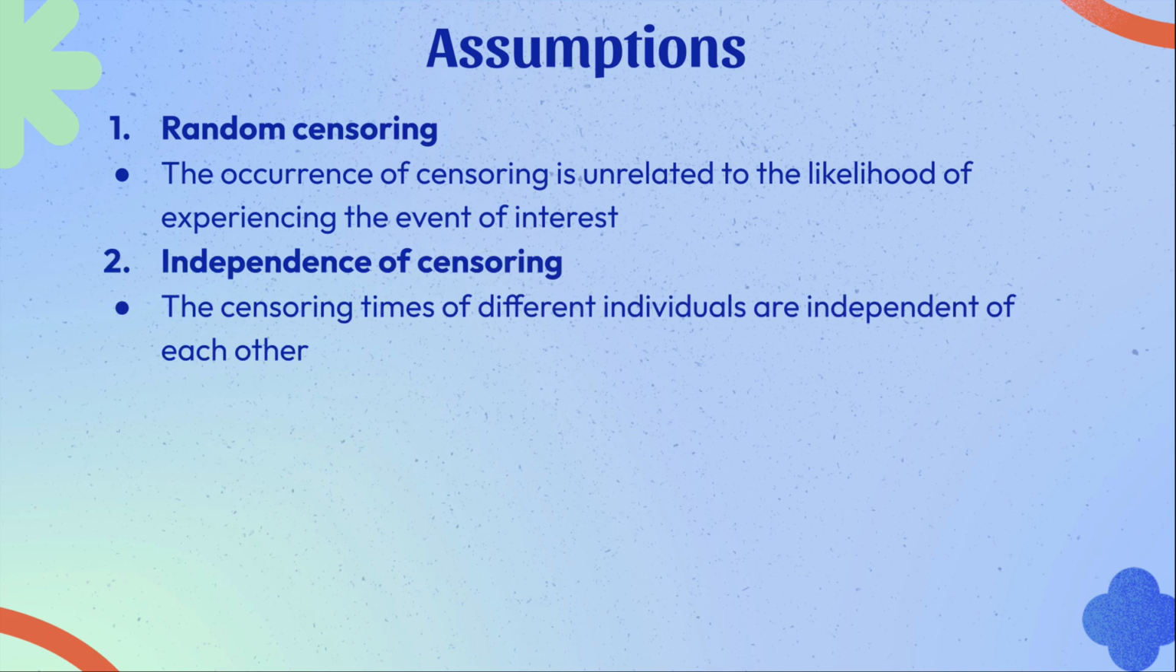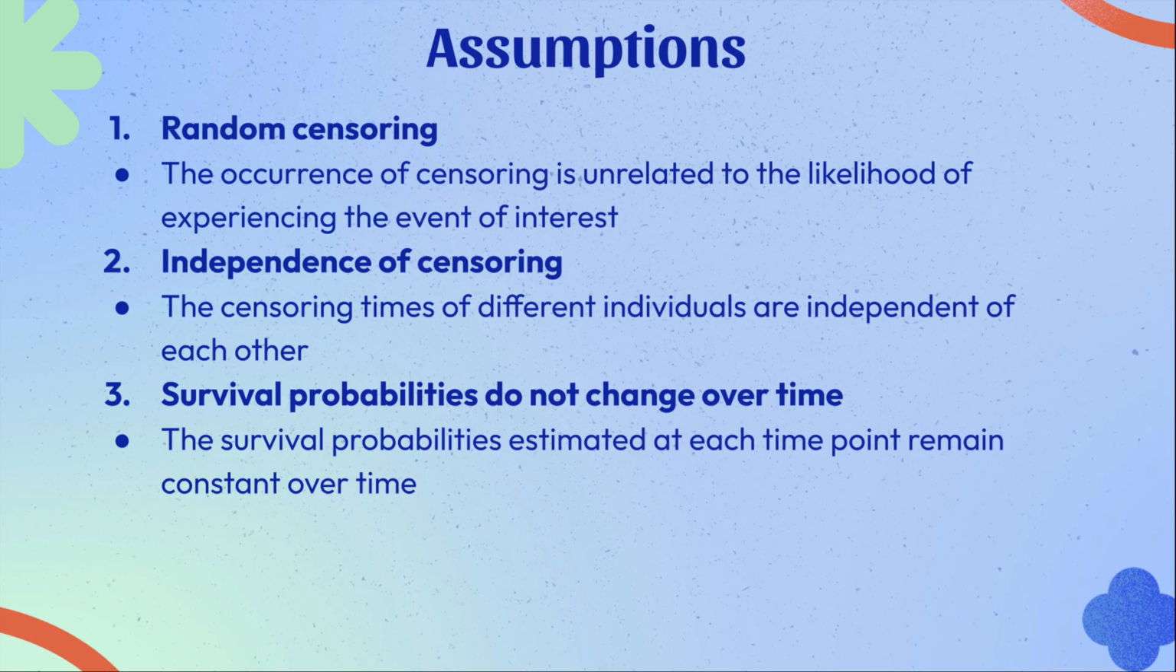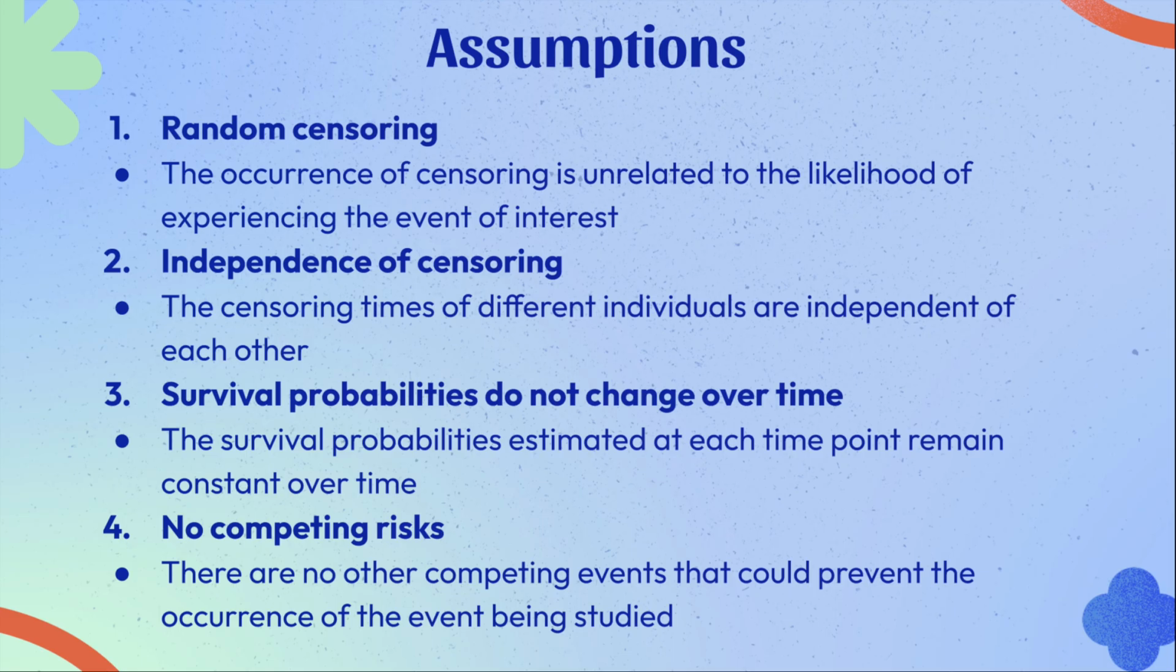Second, there must be independence of censoring. The occurrence or timing of censoring for one participant should not provide any information about the censoring times for other participants. Third, the survival probabilities estimated at each time point must remain constant over time. If there are time-varying factors or time-varying treatments that can influence survival probabilities, this assumption may not be valid. Finally, it's assumed that there are no competing risks. The Kaplan Meier curve assumes that the event of interest is the only possible outcome, and that there are no other competing events that could prevent the occurrence of that event from being studied, such as causes of death.